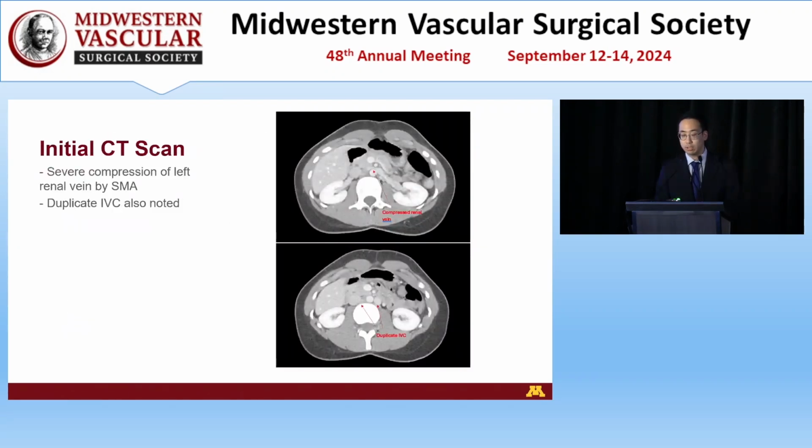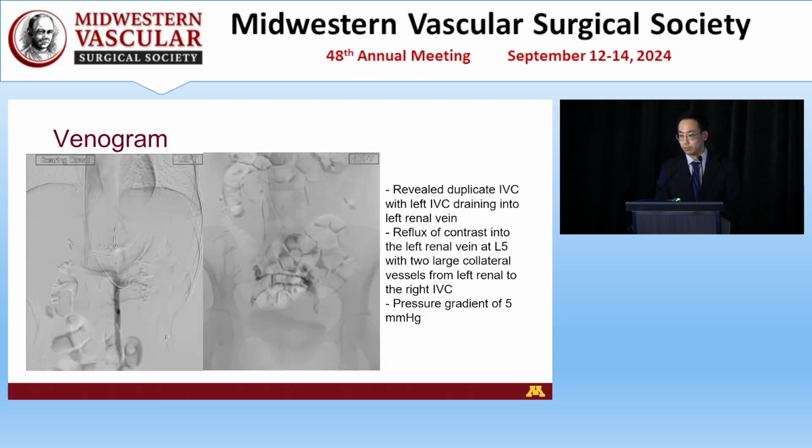Given her history and symptoms, we got a CTA. It showed a severe compression of the left renal vein by the SMA, and a duplicated IVC was also noted. So we performed a venogram for the patient, and it revealed a duplicated IVC with the left IVC draining through the left renal vein, and there are collaterals in the pelvic area around the L5-S1 level from left to right draining. The pressure gradient across this left renal vein was about 5 millimeters of mercury.